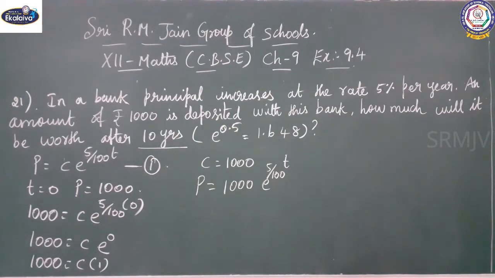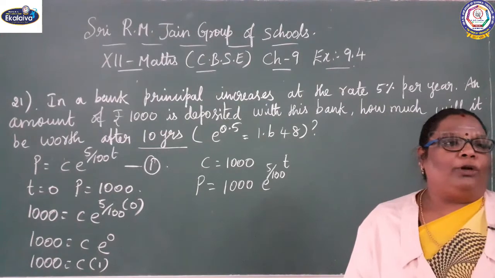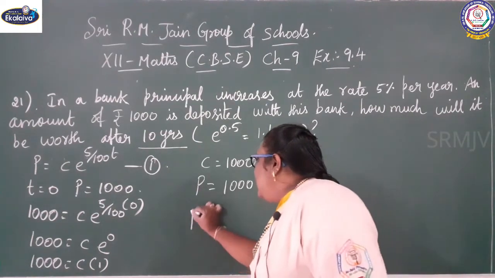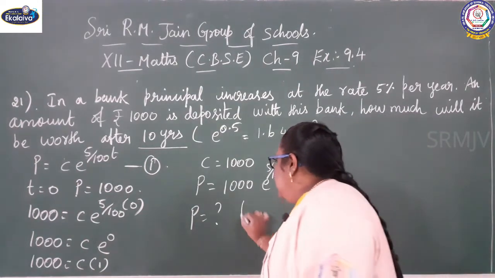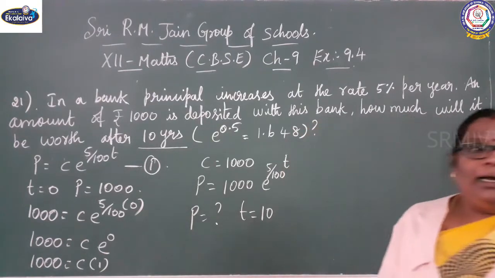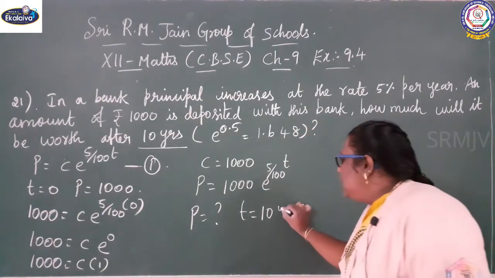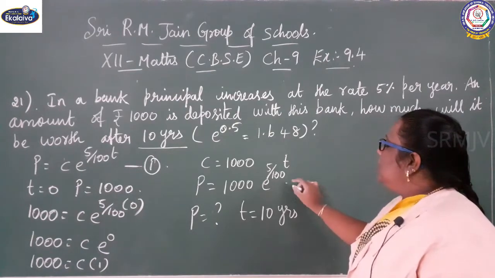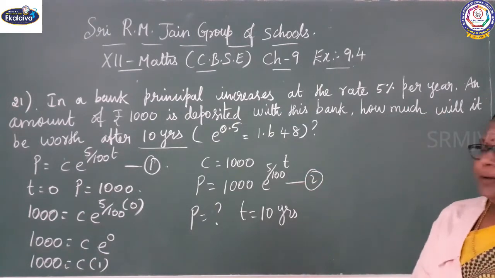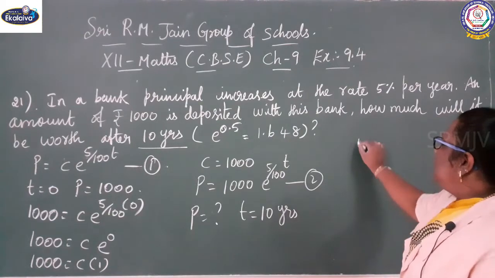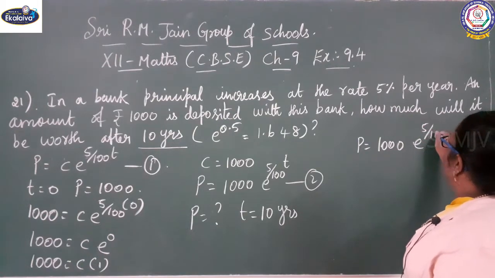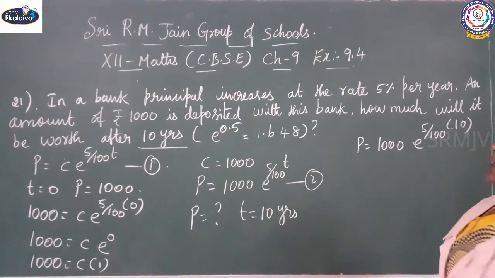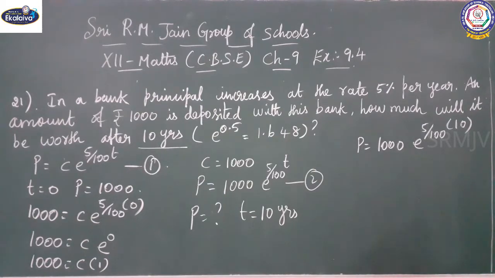After 10 years, what will be the amount you will be getting? What is the expected amount? So P equals, what is the principal amount after 10 years? T equals 10 years. You can substitute in the second equation: P equals 1000 e power 5/100 into 10.